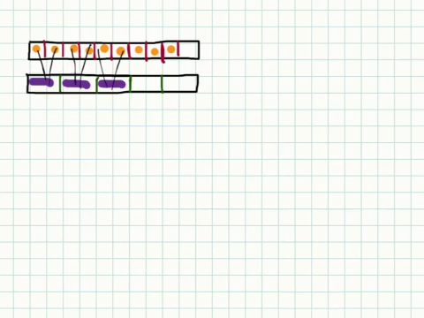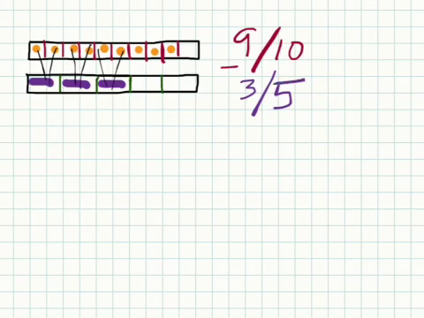So if we had the subtraction problem 9/10 minus 3/5, what we would do is say, it's as if we were taking this fifth away, this fifth away, and this fifth away, 3/5. And we are left with 1, 2, 3/10 left. 3/10 are left.